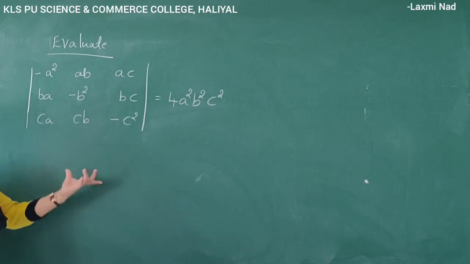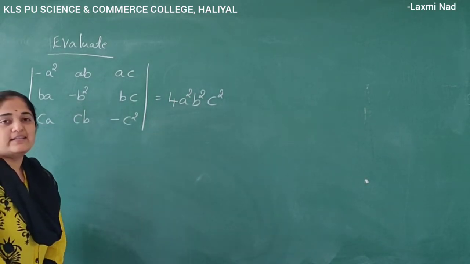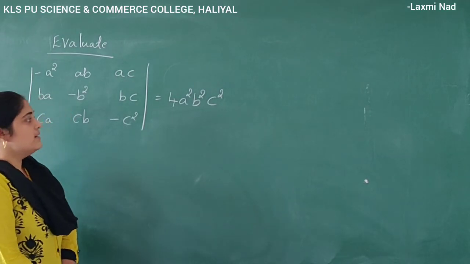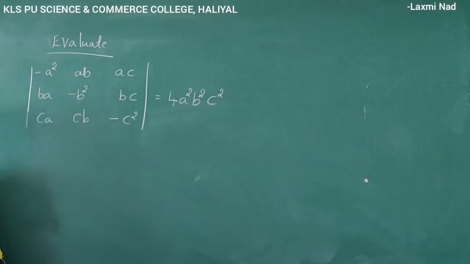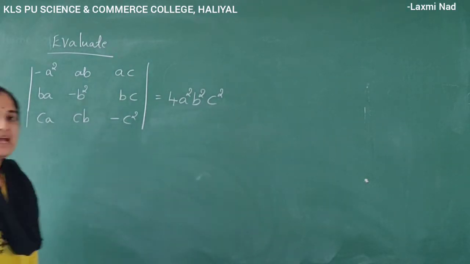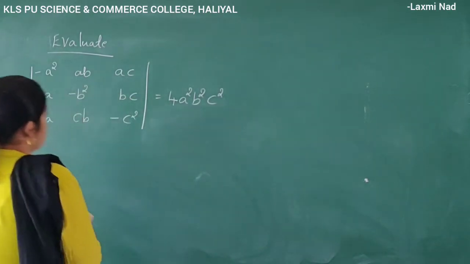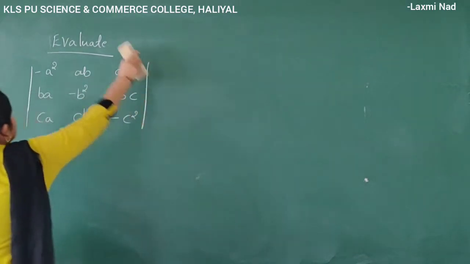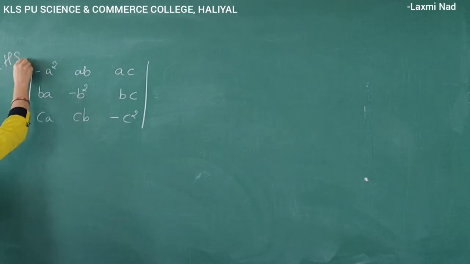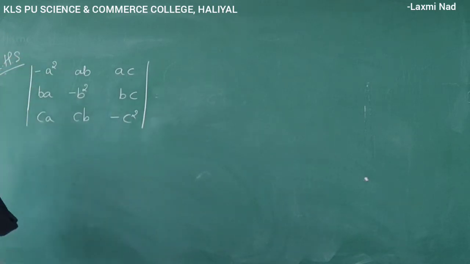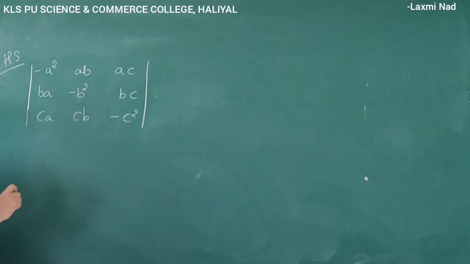This determinant is equal to the RHS part, that is 4 a square b square c square. So first we need to take the LHS. Take down the LHS part here. We need to get 4 a square b square c square. First I am taking a, b, c common from R1, R2 and R3.